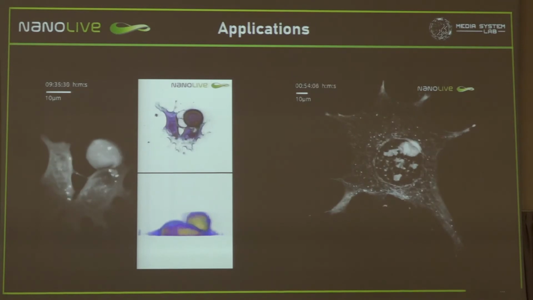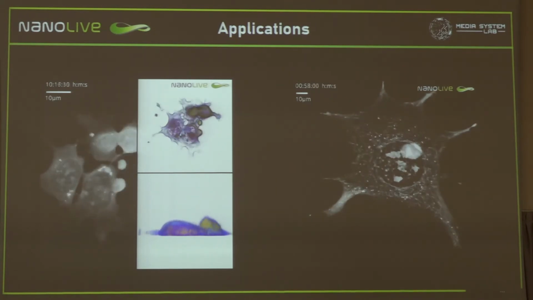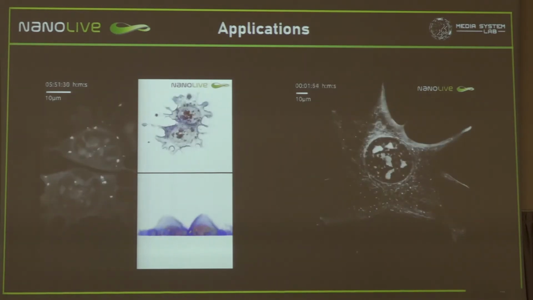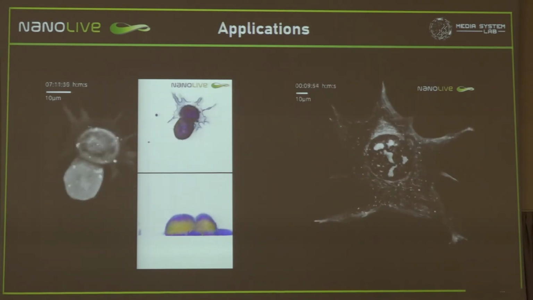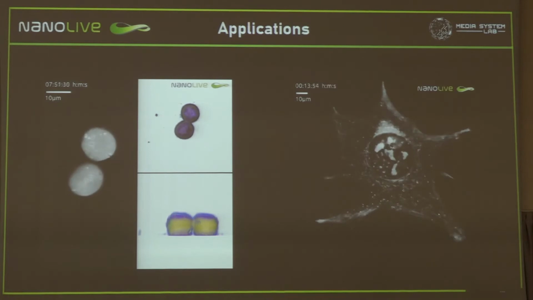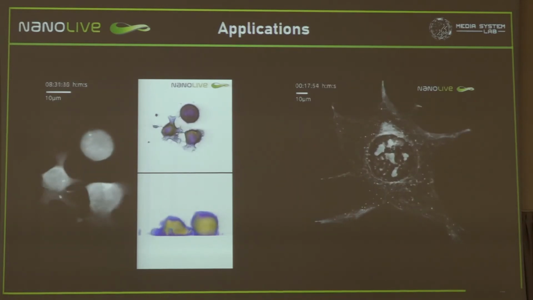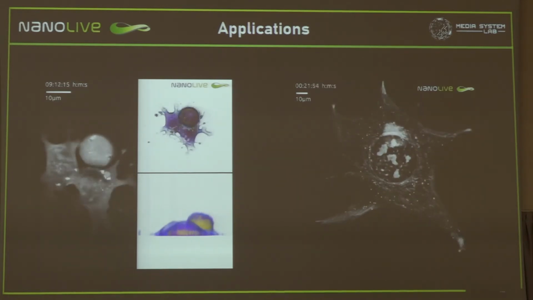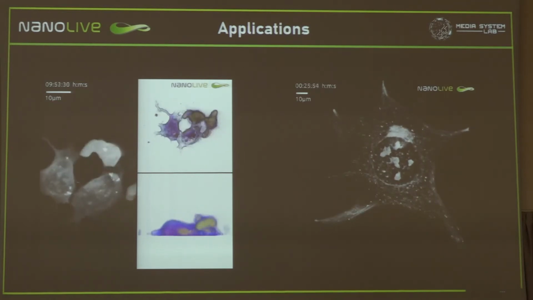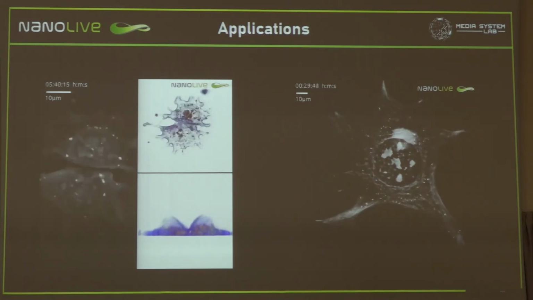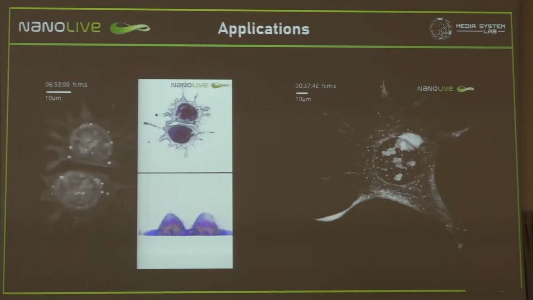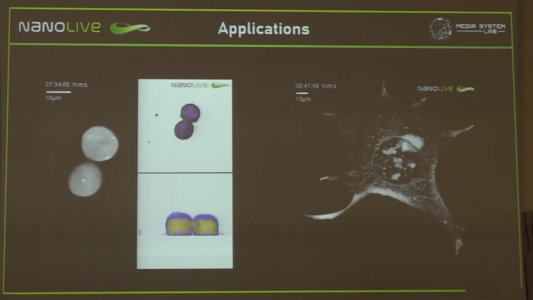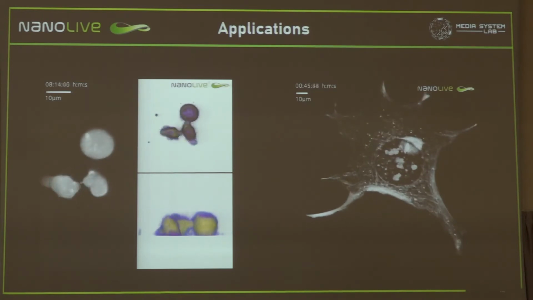You plate the cells and you're ready to go. The second one is zero phototoxicity. As I said, phototoxicity is the main issue with live cell imaging, but with NanoLive you will eliminate phototoxicity and you will be able to visualize any kind of cell culture in vitro with no time limits, both in length of the movie and in frequency. So, that said, the applications of NanoLive, at least in vitro, are infinite.